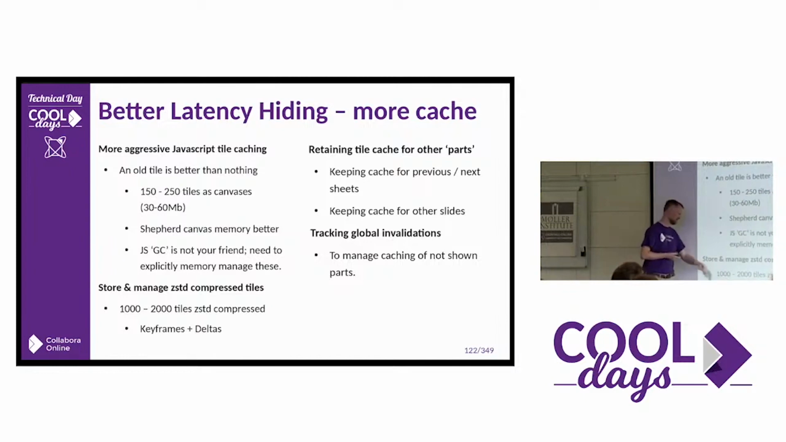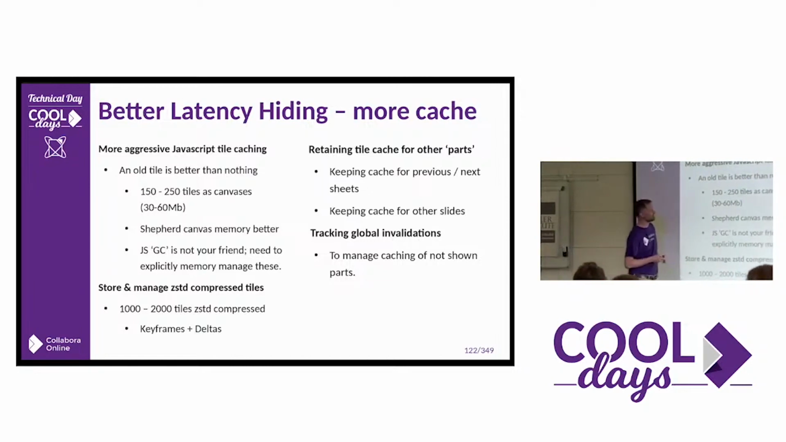So we have 1 to 2,000. I think there's a low and a high watermark, something like that. And we keep those in a tiny compressed form. We manage our canvas memory better, so we have a few of them uncompressed big, as it were. And yeah, JavaScript garbage collection is not your friend. Before you know it, you run out of canvas memory, and bad things happen. And yeah, you can't get it back easily either. So there's some good fun here shepherding that, making that work nicely.